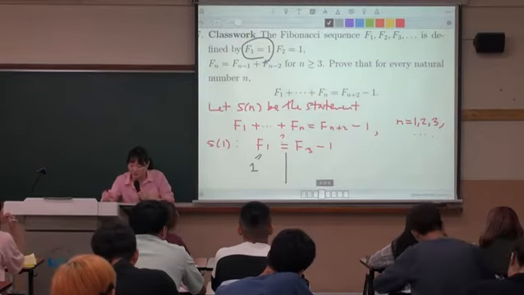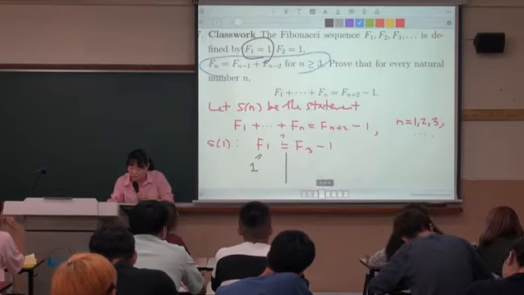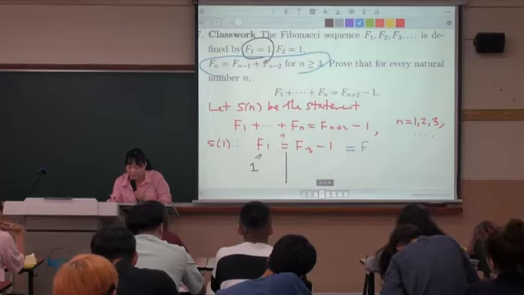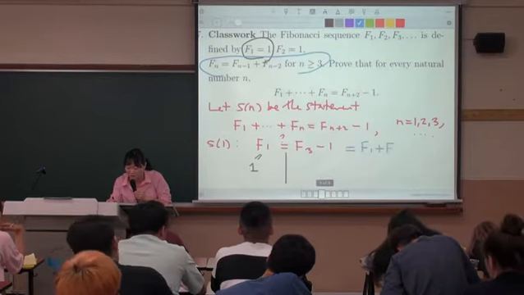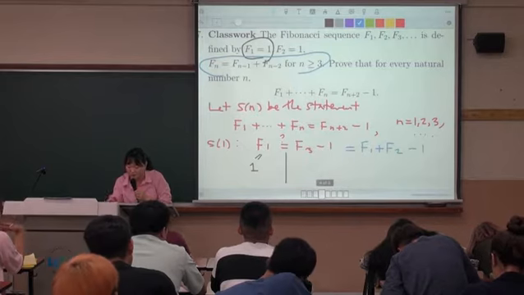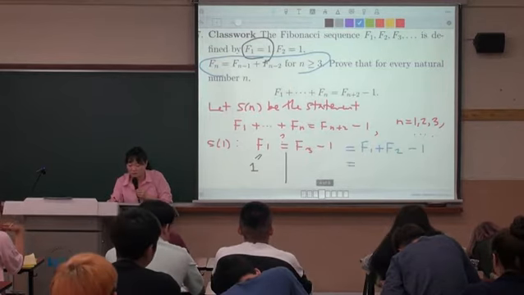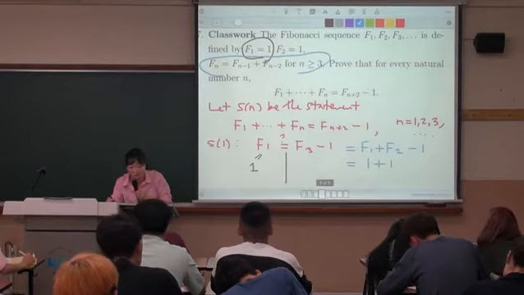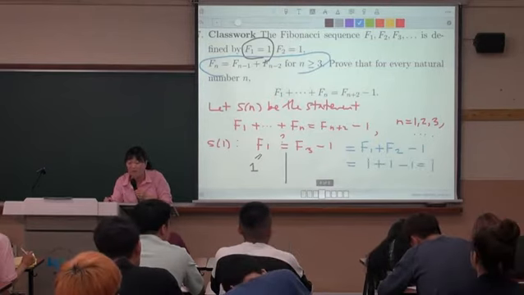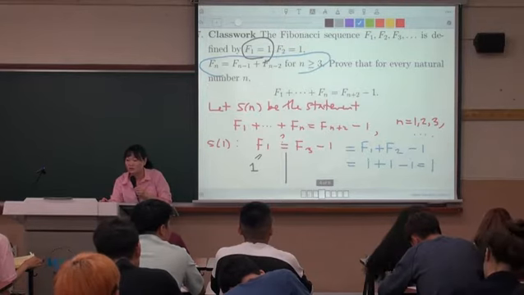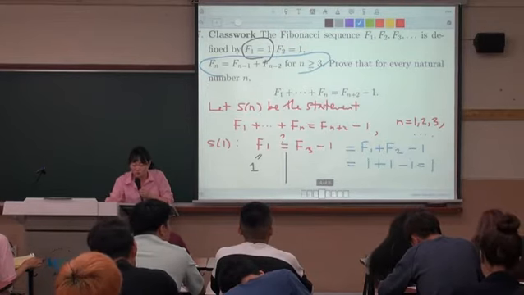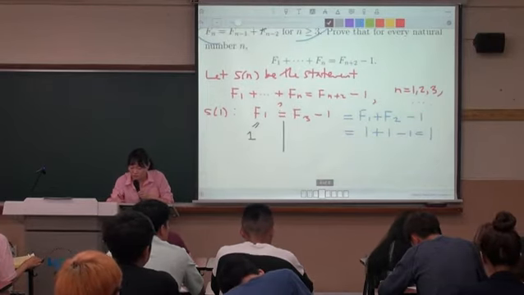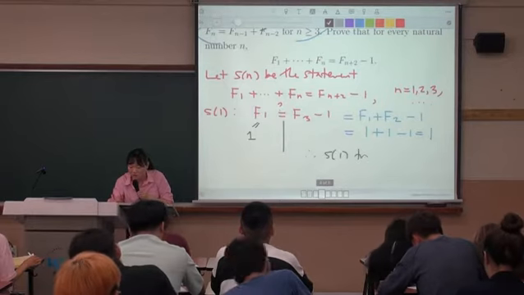So by this, F3 is what? F1 plus F2 minus 1. And what's F1? 1. What's F2? 1. Minus 1, we get 1. Is that true? Yes, this is true. So S1 is true. So S1 is true. Is everyone okay here?